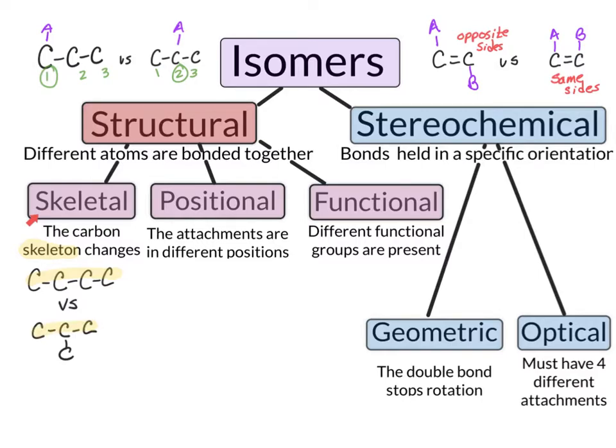In this class, we're only going to be talking about the alkanes having this type of isomerism. So there may be other types that could have it, but for this class, we're going to say only the alkanes can do this type of isomerism.